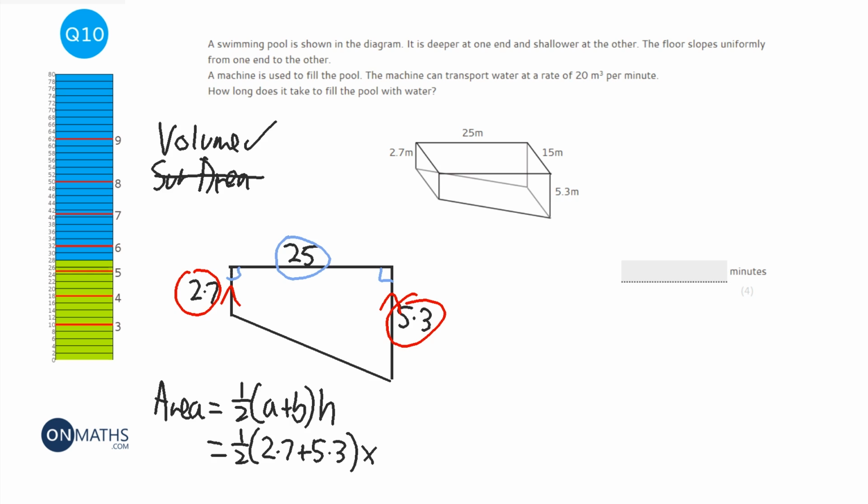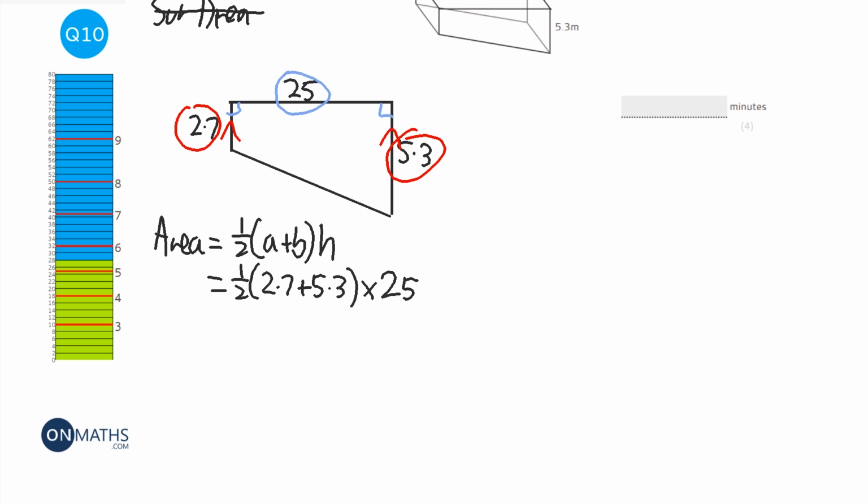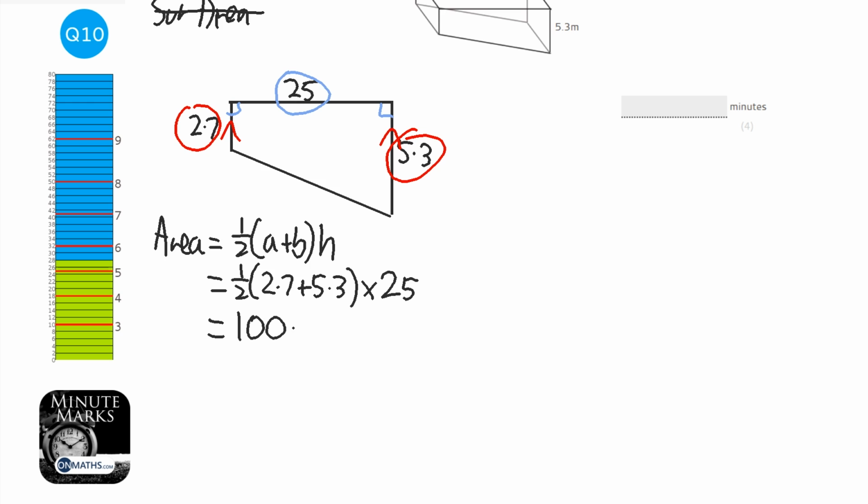We're going to times that by 25. Okay, so we'll crack our calculator out. 2.7. Some of you will probably see this straight away. So the first bit comes out as 4, because halfway between 2.7 and 5.3 is 4, and then times 25 is going to be 100. So the area is 100 meters squared.